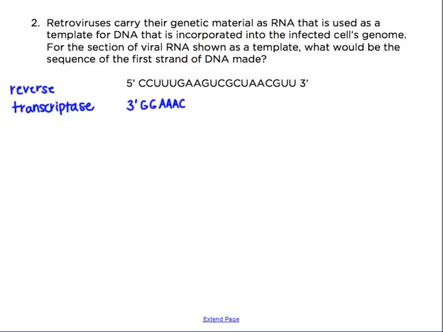Okay, then C, T, T. Remember we're using T because now we're making a DNA strand. C, A, G, C, G, A, T, T, G, C, A, A. And that's 5'. So this is the strand of DNA that's made from using this RNA strand as a template.